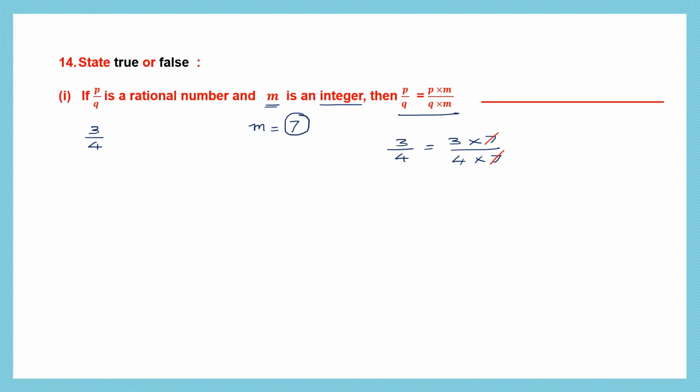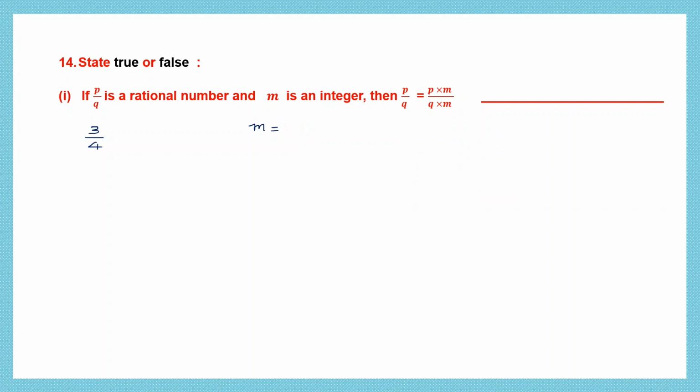We can cancel 7. So what do we have on the left hand side now? On the left hand side we have 3 by 4 and on the right hand side also we have 3 by 4. That means this statement, if P by Q is a rational number and M is an integer, then P by Q is equal to P into M by Q into M. We have proved it because the left hand side is equal to the right hand side when M is a positive integer. Now let's take M to be a negative integer and see.